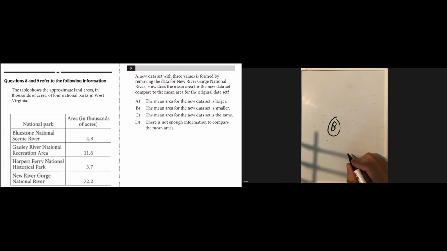And you can also calculate it. You just do 72.2 plus 4.3 plus 11.6 plus 3.7, and then divided by 4, and that would be your original mean. And for the new mean, you do 11.6 plus 3.7 plus 4.3 divided by 3, and that would be your new mean. But we don't need to do all that because it doesn't ask us for the various numbers. The answer choice is B. Okay.